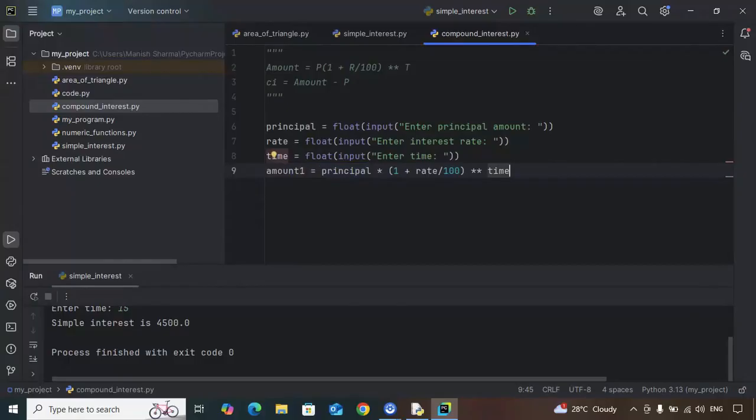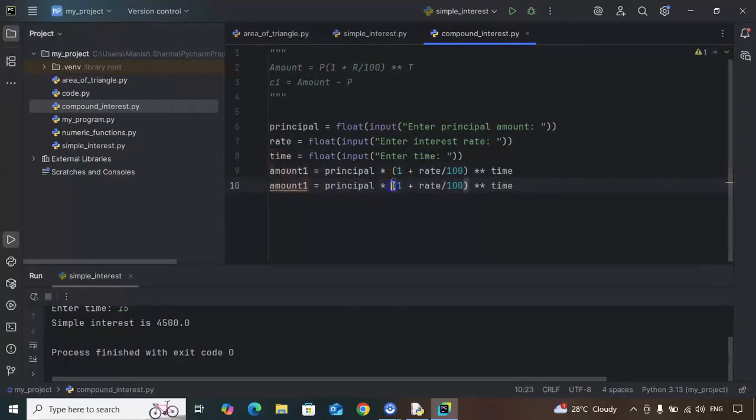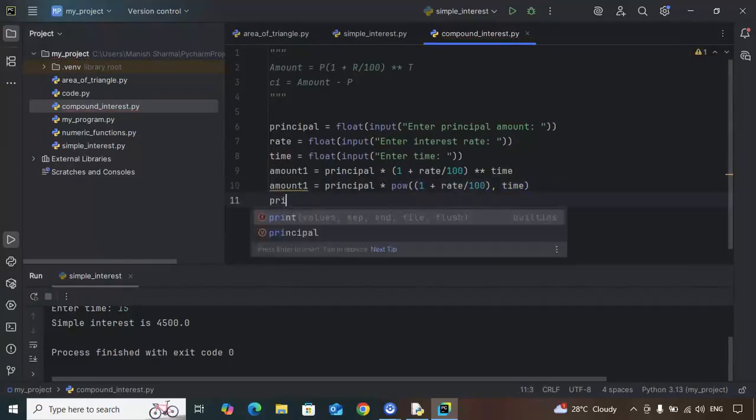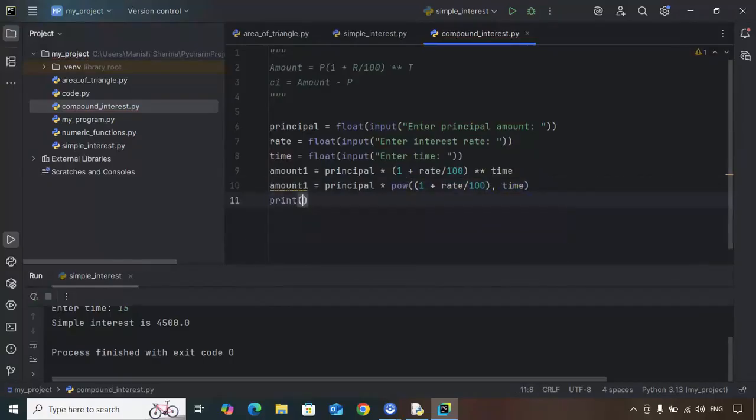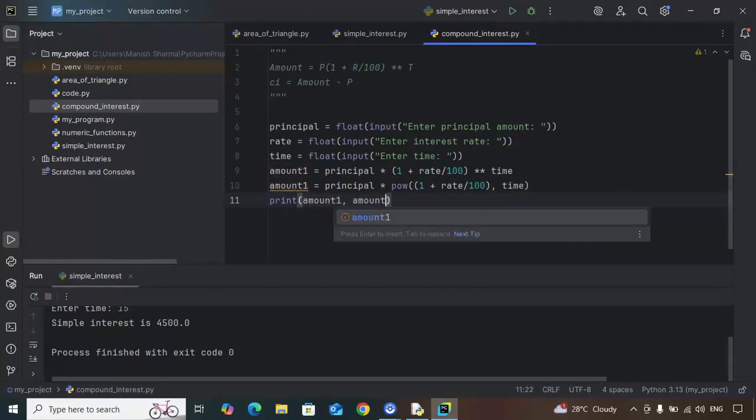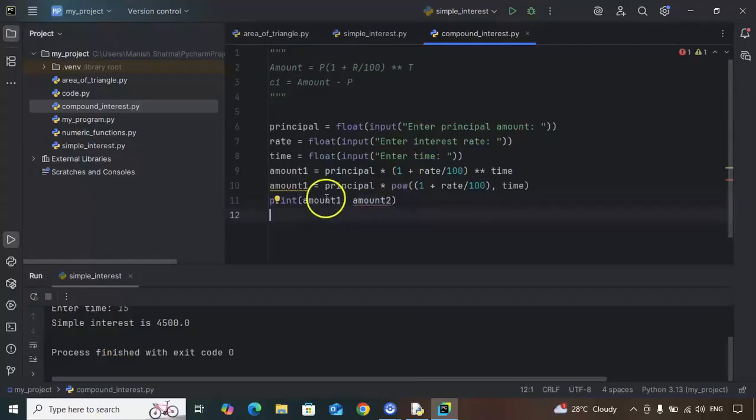I can do one more thing. Control D. Instead of doing this, can I use the power operator? POW. First is what you are calculating the power for, and then second is the power, right? I can do this. Let's try to print amount 1 and amount 2. Both should come the same according to what we have written, right? This operator and this should give the same output. Let's try to run this.